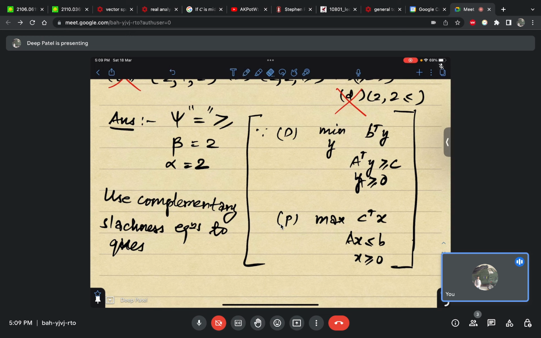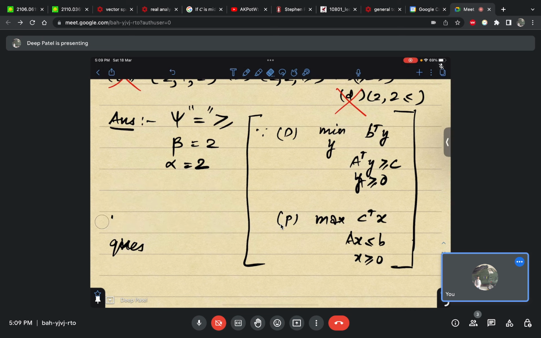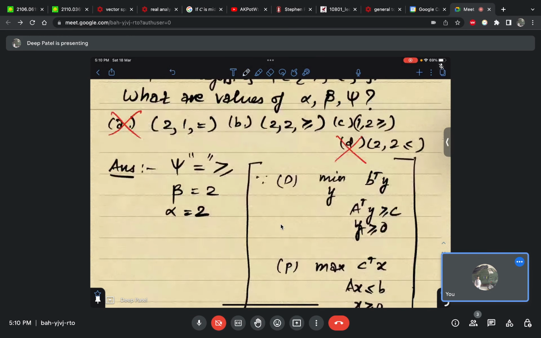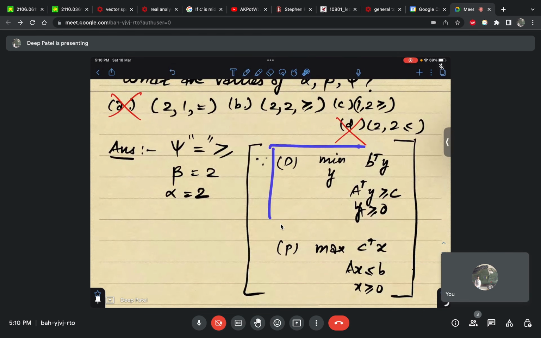I have not tried it using just this. This is my guess. Can you just try it out and let me know? I don't think using just these complementary slackness equations will be helpful. I'm not sure. I just did it because I know the primal and dual forms, so I proceeded like that. Without knowing the form, I think one will have to derive this. Yeah, it will not be possible.